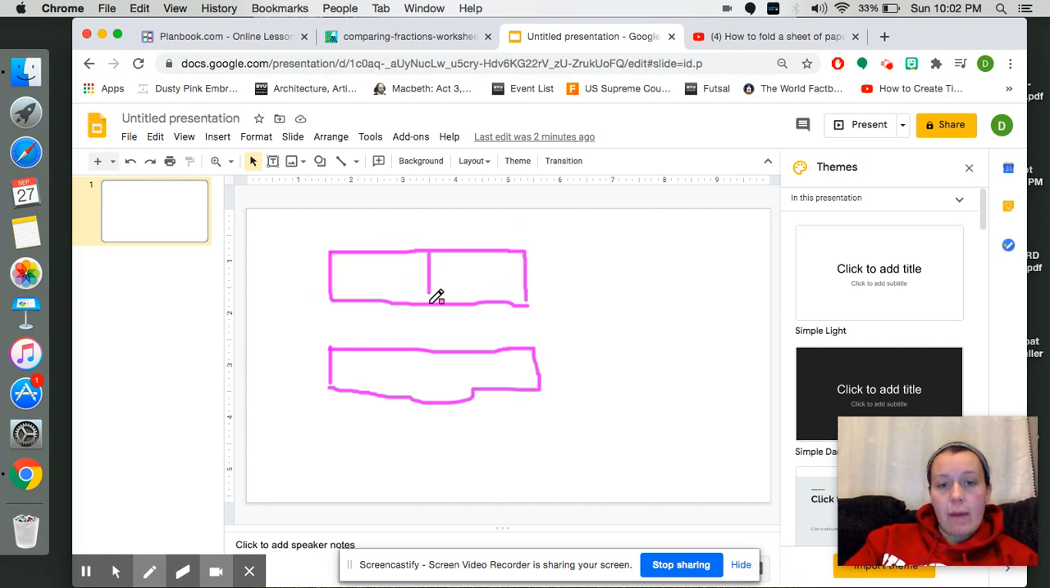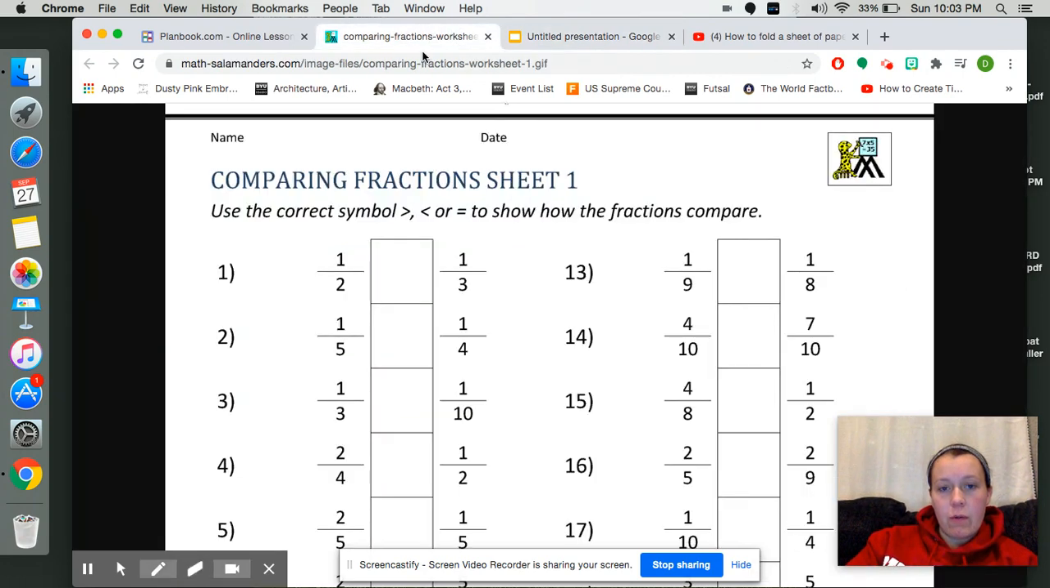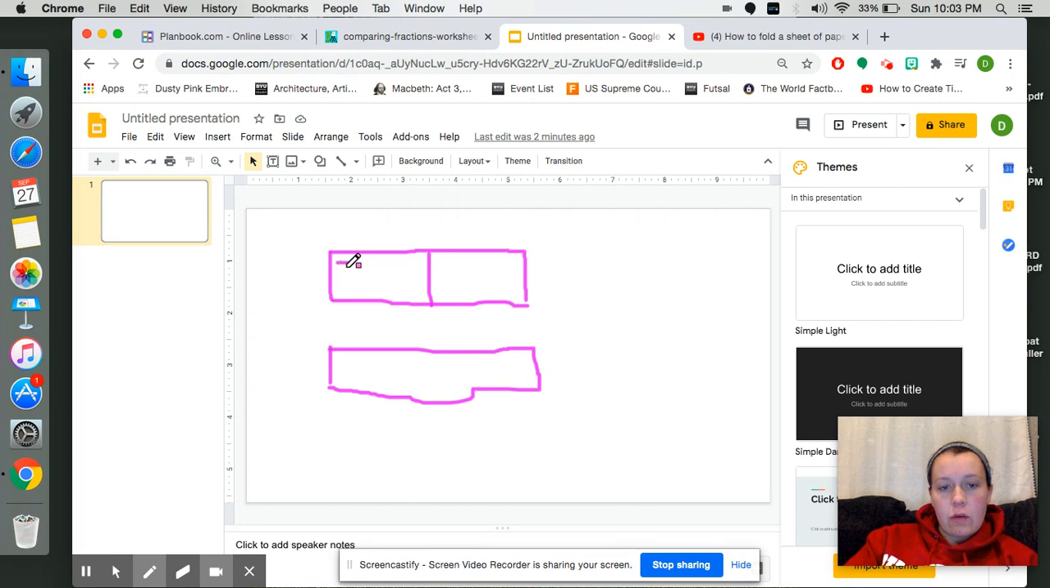So on the top, I'm going to draw the fraction. The first fraction was 1/2, right? So I'm going to have my whole split into 2 equal pieces, as equal as I can get on the computer. So that's 1/2. I'm going to draw a picture there showing it's 1/2. Then the next one is 1/3.